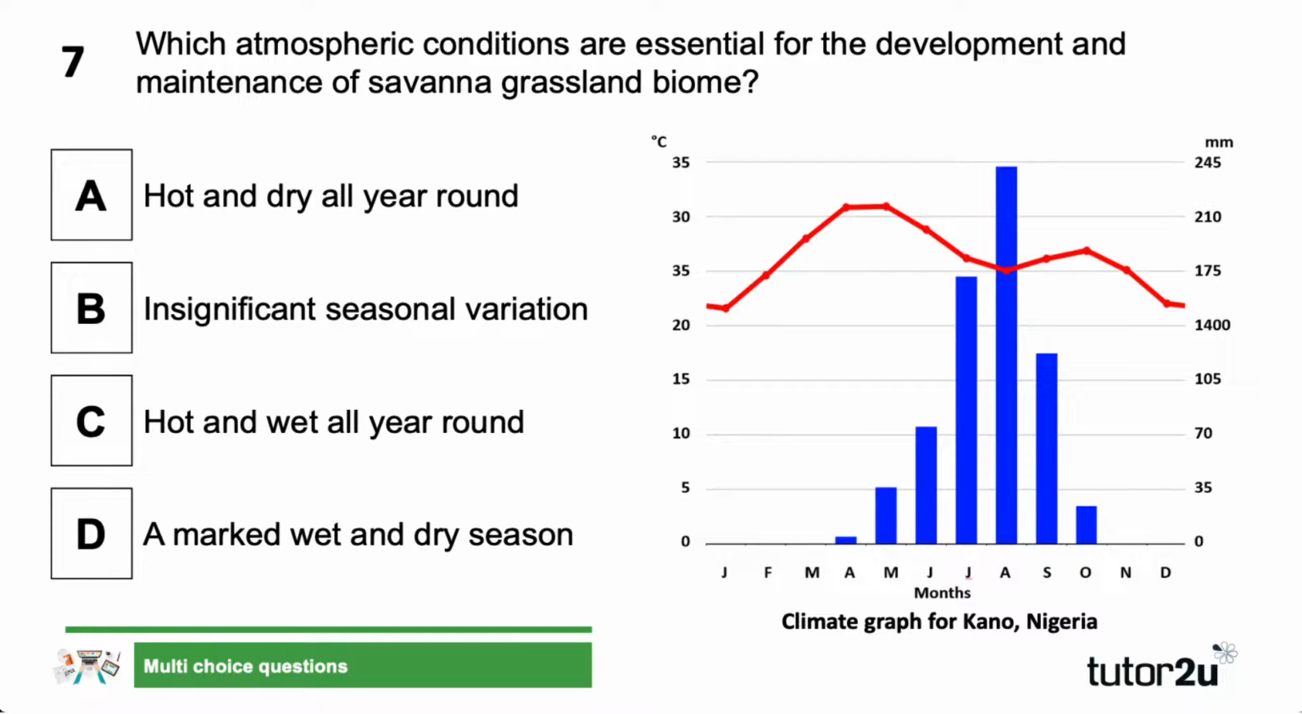Is it A, hot and dry all year round, B, insignificant seasonal variation, C, hot and wet all year round, and D, a marked wet and dry season? Go for it. If you're not quite sure, have a guess, but hopefully you do know that the answer is D, a marked wet and dry season. You can see that the dry season there is in the months between roughly November through to March, April, and then the wet season starts.